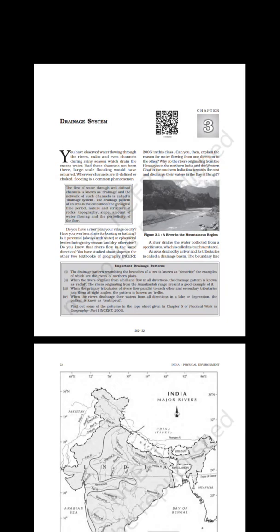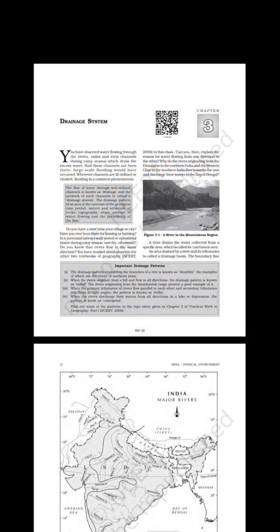Important drainage patterns. The drainage pattern resembling the branches of a tree is known as dendritic, an example of which are the rivers of the northern plain. When the rivers originate from a hill and flow in all directions, the drainage pattern is known as radial. The rivers originating from the Amarkantak range present a good example of it.